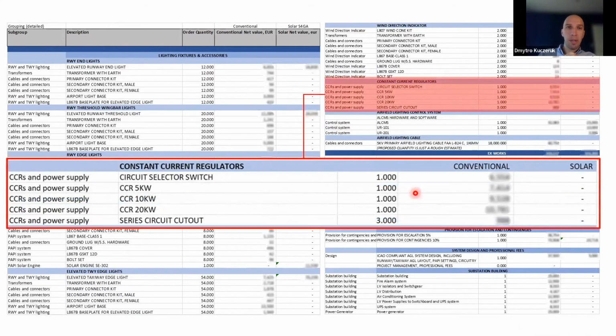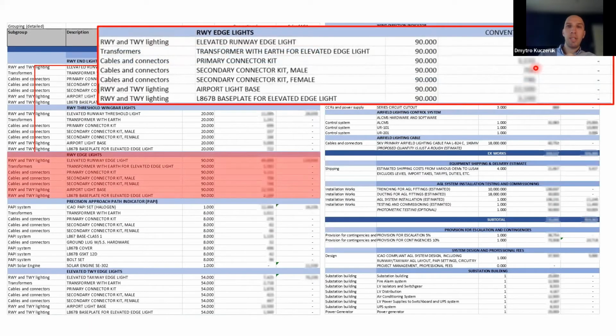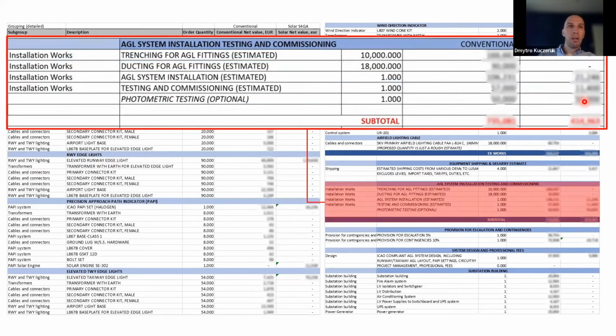Just to show a couple of examples: right here we have a conventional system, with pricing for the CCRs, and here for solar, they're not applicable. Similar situation for conventional lighting. You need a primary connector kit, a secondary connector kit, cables, transformers, and you can see that all those numbers are empty here because the solar system does not require all those elements. Trenching, ducting, this is all applicable to conventional, but not applicable to solar.